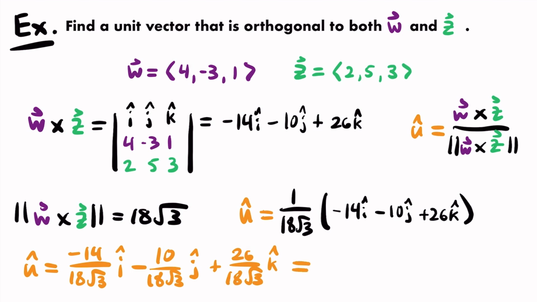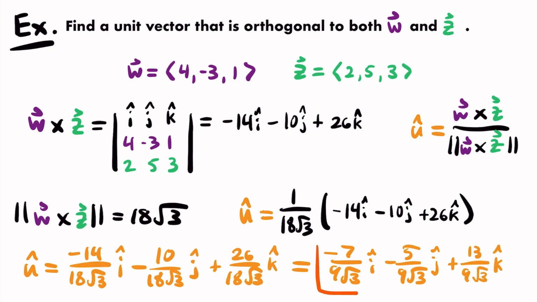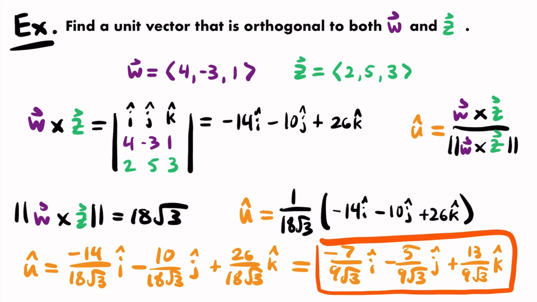So if you reduce the coefficients of i, j, and k, or the components of the vector is what I mean, then you'll have that the unit vector is equal to negative 7 divided by 9 square roots of 3 times i minus 5 divided by 9 square roots of 3 times j plus 13 divided by 9 square roots of 3 times k. And that right there is the unit vector that is orthogonal to both vector w and vector z. We found the cross product of those vectors to get a vector that is orthogonal to both of them, and then found the unit vector in the direction of that vector. Let's take a look at another example.